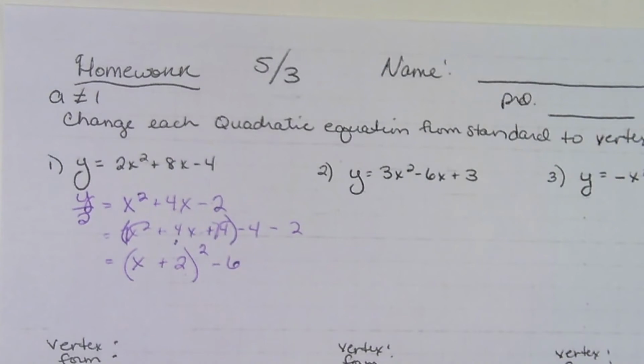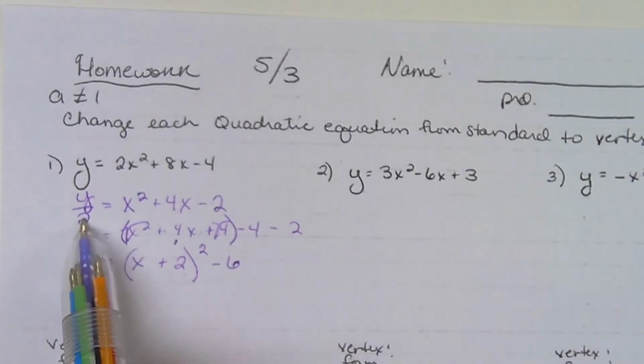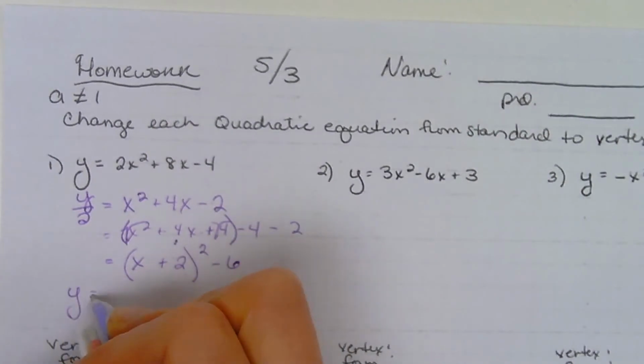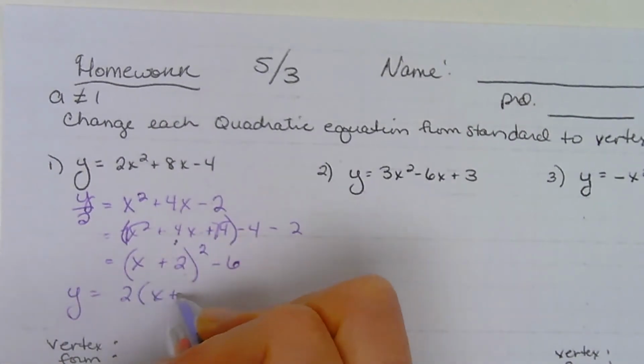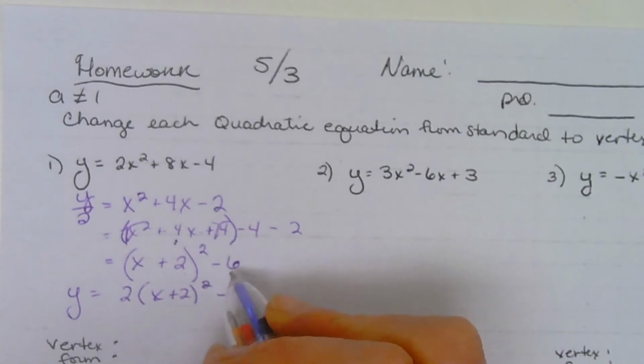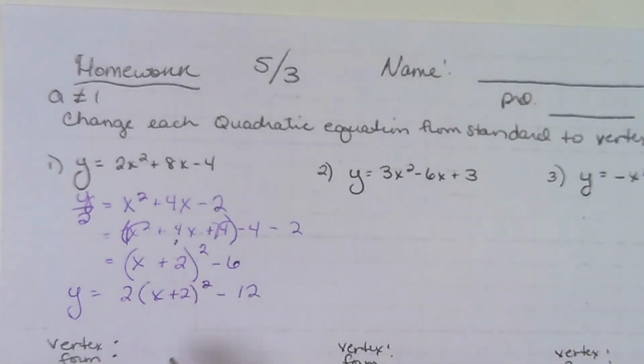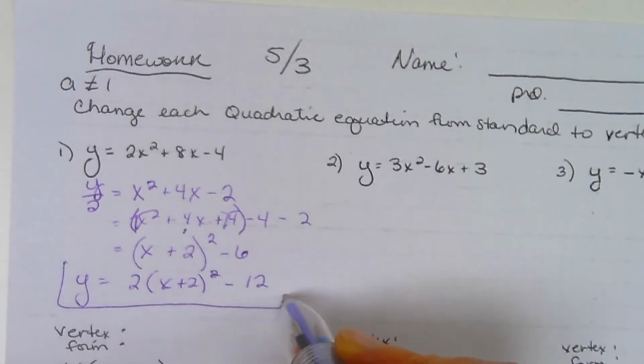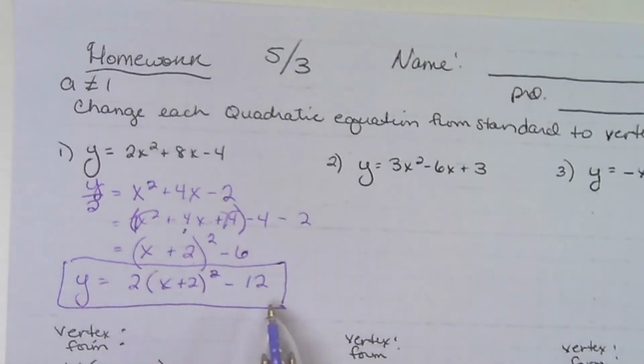And then the last step is just to take that 2 that we divided everything by and multiply everything back by 2. So y equals 2 times x plus 2 squared minus 12. And the vertex can be easily found from that. So go ahead and circle that. You don't have to rewrite it if you don't want to. But I want to see your vertex form very clearly. And then your vertex here is the opposite of 2, so it's minus 2. And then we take this negative 12, put that there.